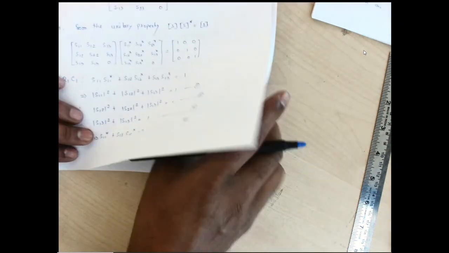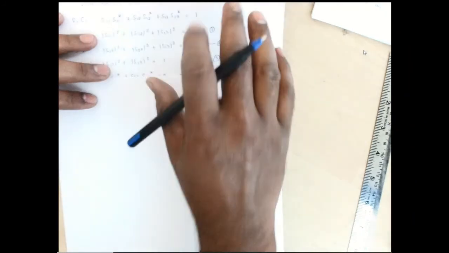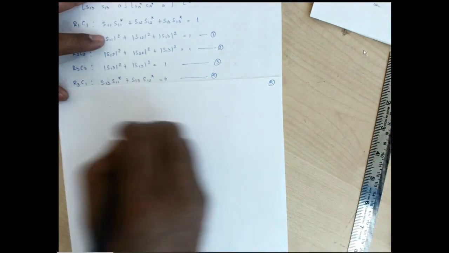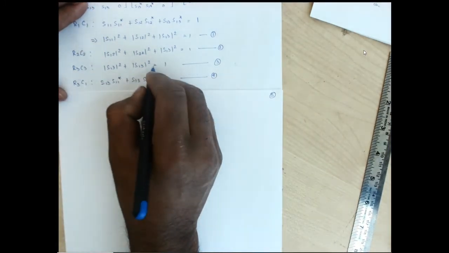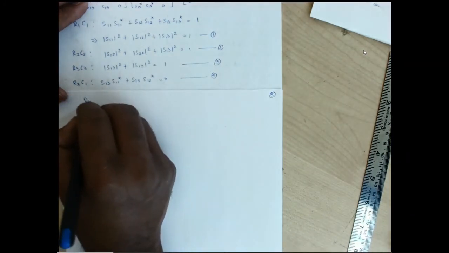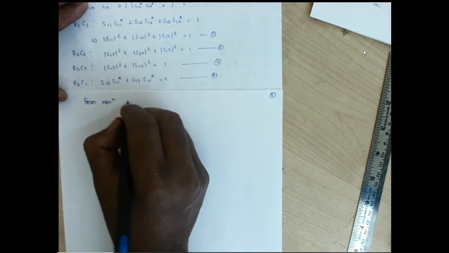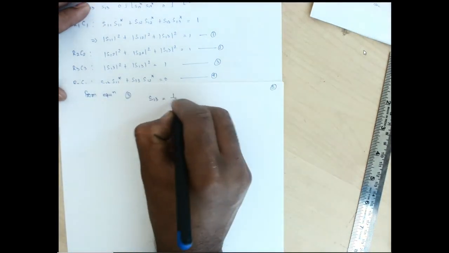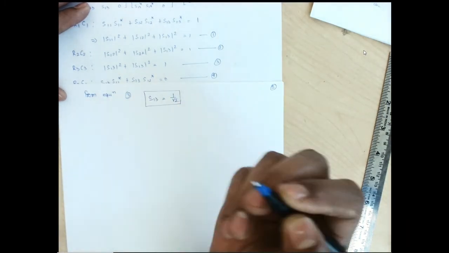So from equation number 3, obviously S13 is 1 by root 2. From equation 3, we have S13 equals 1 by root 2. It is the first value.